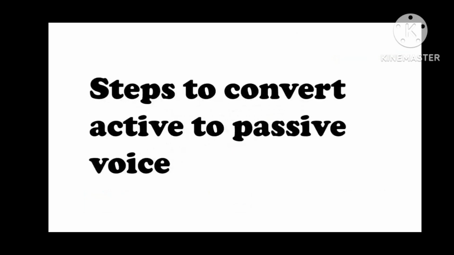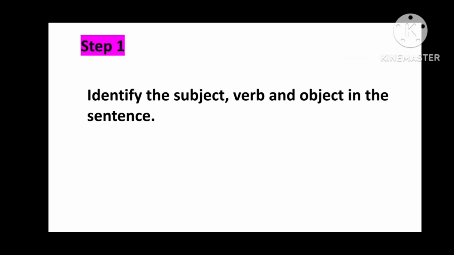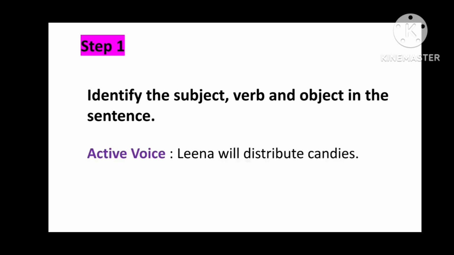Now, let's see what are the various steps to convert active voice to passive voice. First step is we need to identify the subject, verb and object in the sentence. In active voice, Lena will distribute candies. We can easily identify that Lena is subject, distribute is the action, hence it is the main verb, and candies is the object.